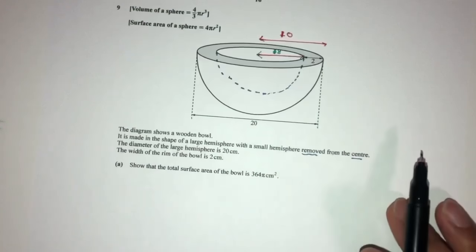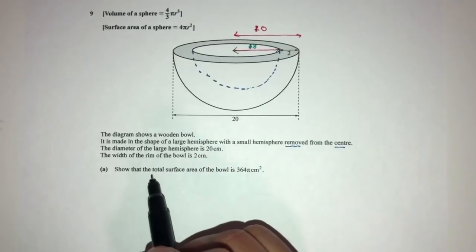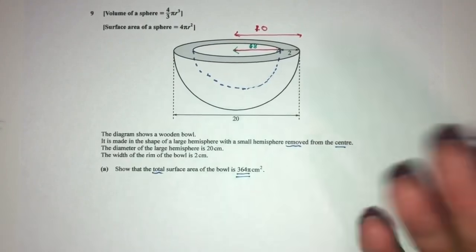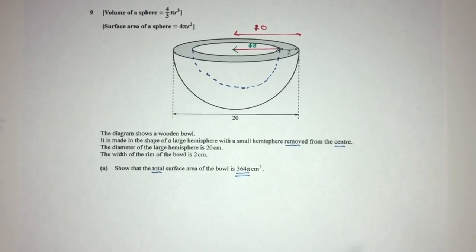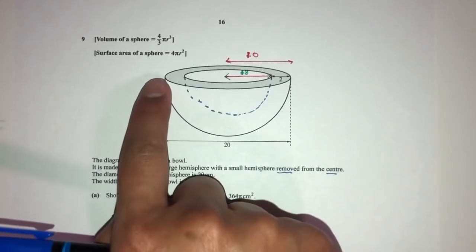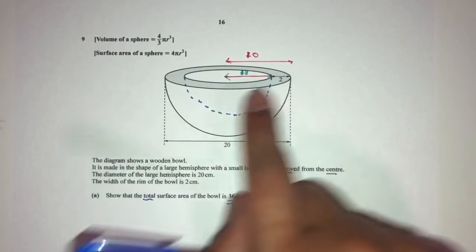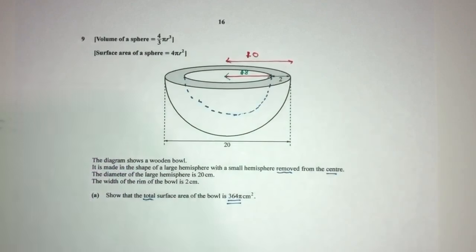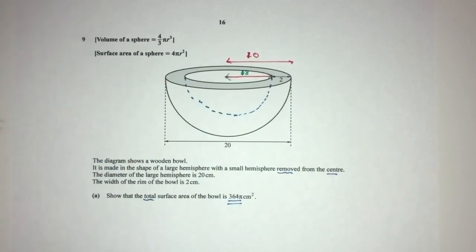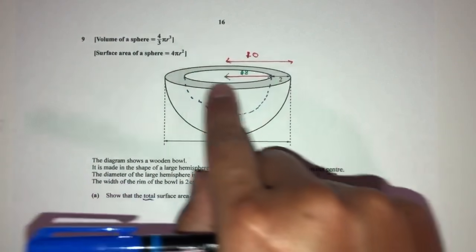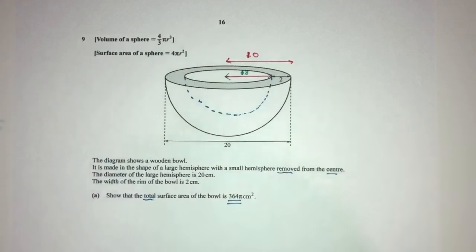Good to know. Part 1, we have to show the total surface area of the bowl is this one. Again, how would you find the total surface area of the bowl? We first have to find the area on the outside, on the inside, and this area that we have shaded. So one by one we can find this. So first, how do you find the area that is shaded? We take the area of the big circle minus the small circle.